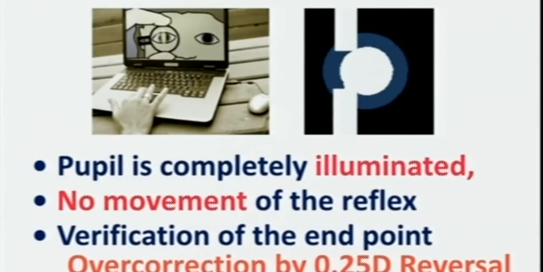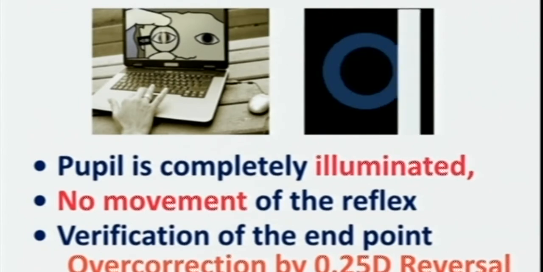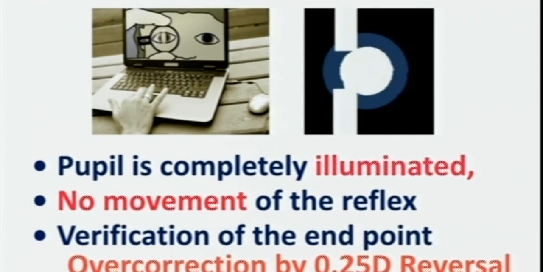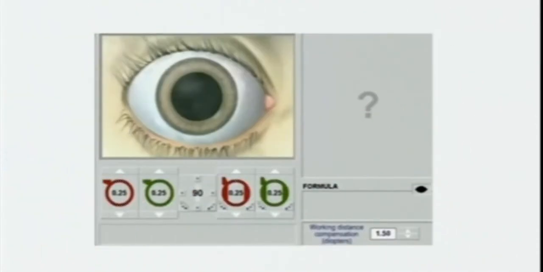The point of neutralization is, number 1, the pupil will get totally illuminated. Number 2, there will not be any movement. And when you overcorrect by 0.25, what was with movement will become against movement, and what was against movement will become with movement. This is what is called the neutralization point.